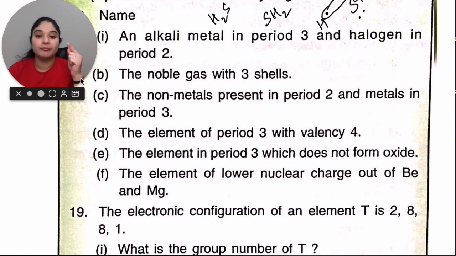The next one is the element of lower nuclear charge out of beryllium and magnesium. So the answer will be magnesium, because magnesium has lower nuclear charge.